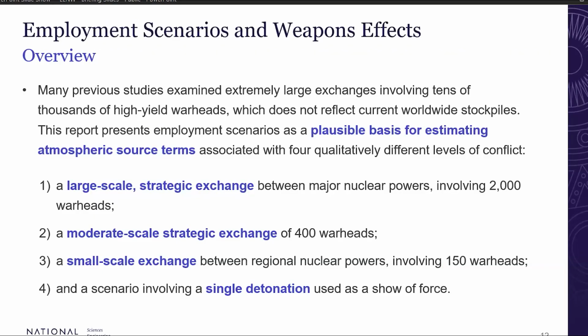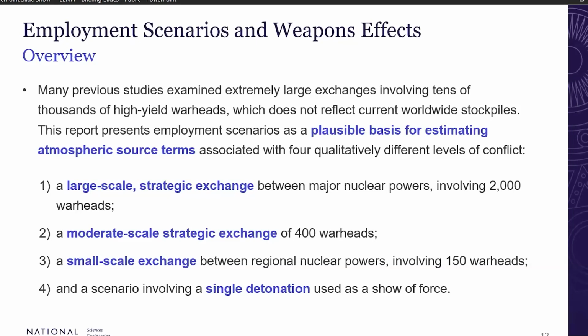So now I will summarize chapters 2 to 4. On employment scenarios and weapon effects, chapter 2: if we treat this study as a mathematical analysis, then the employment scenarios will be like the boundary conditions, right? The weapons effect will be our initial conditions towards solving the system of partial differential equations.